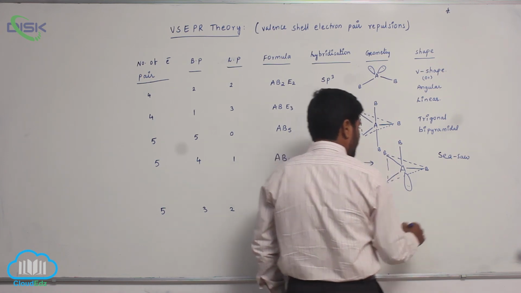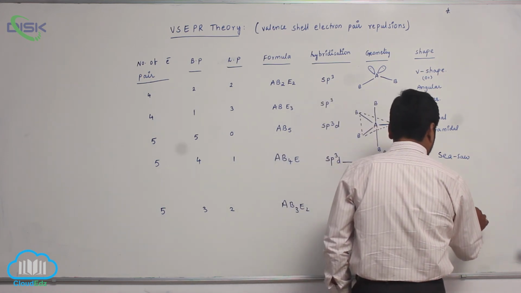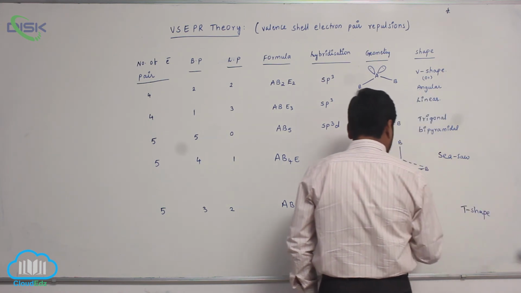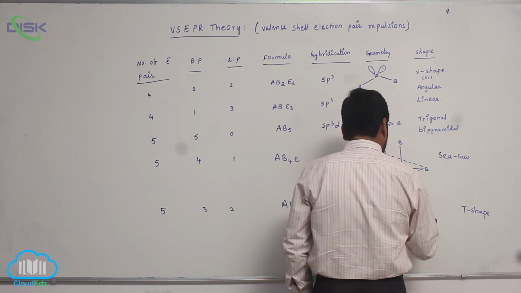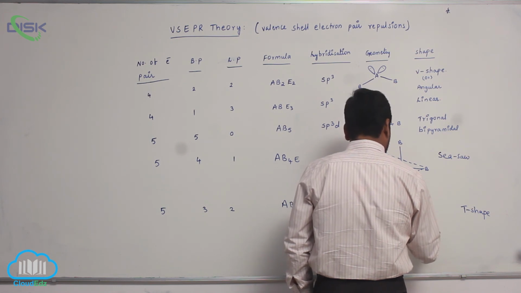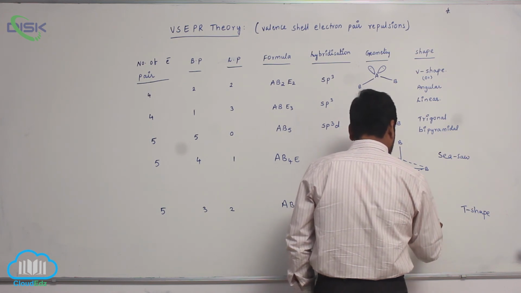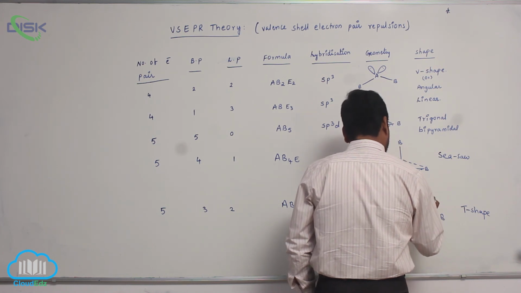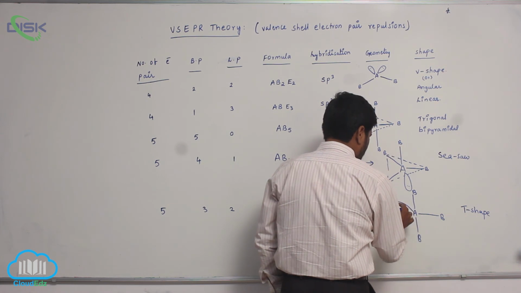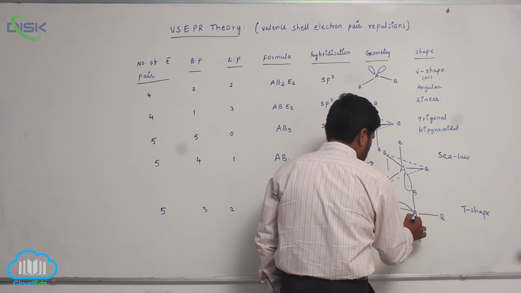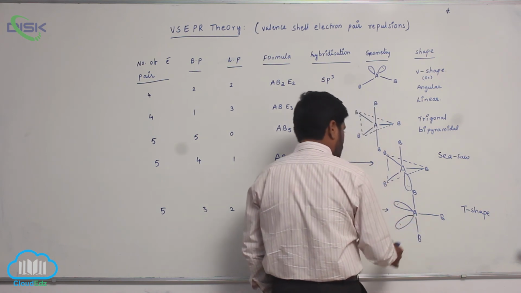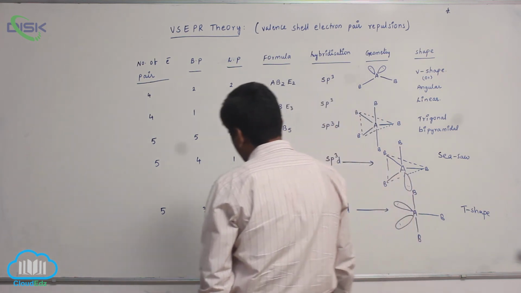Shape is T shape. This is A, this is B, it is also B. Then like this, here one lone pair of electrons, here is also one lone pair of electrons. This particular shape is known as T shape.